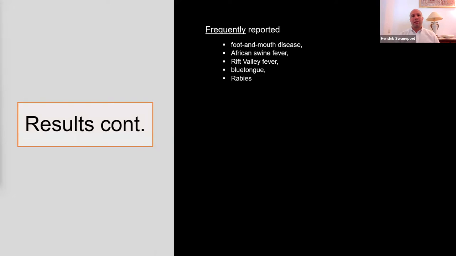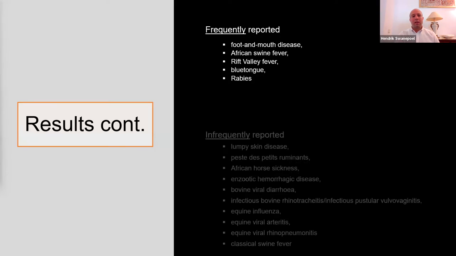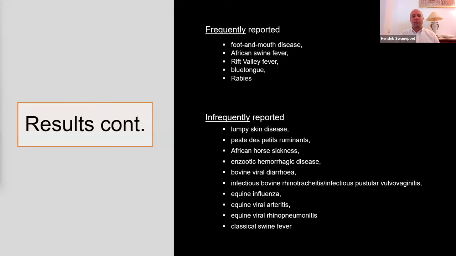Frequently mentioned diseases were foot and mouth disease, African swine fever, Rift Valley fever, bluetongue, and rabies. The infrequently reported diseases included lumpy skin disease, peste des petits ruminants, African horse sickness, epizootic hemorrhagic disease, and a few others as listed.